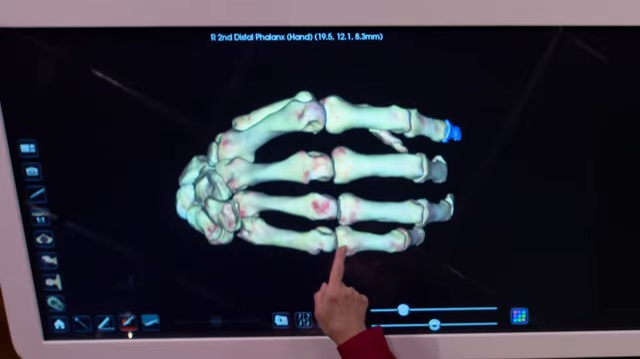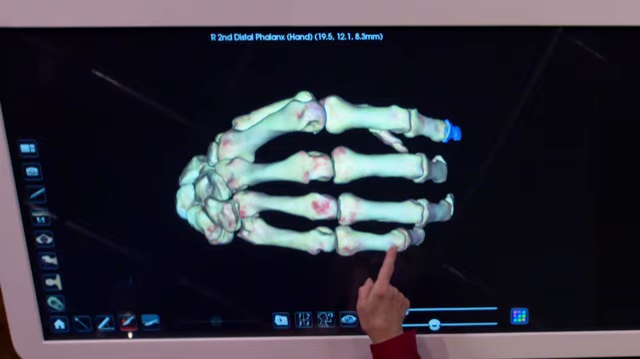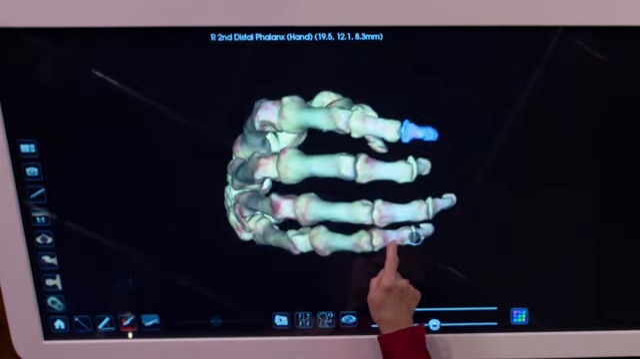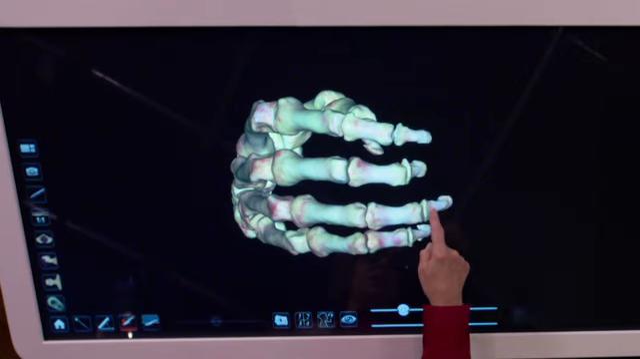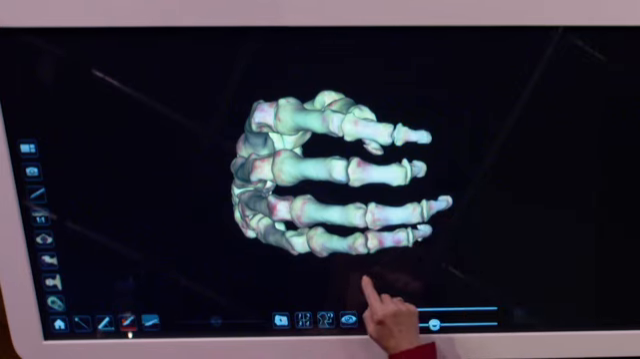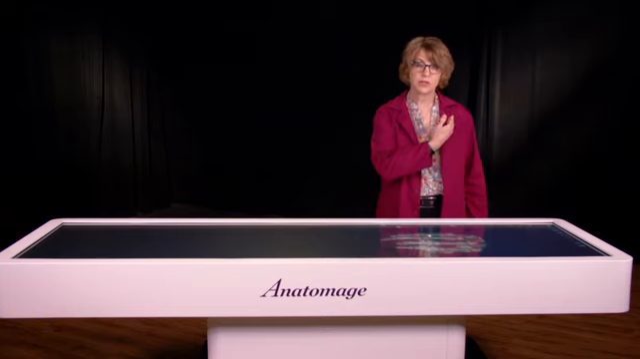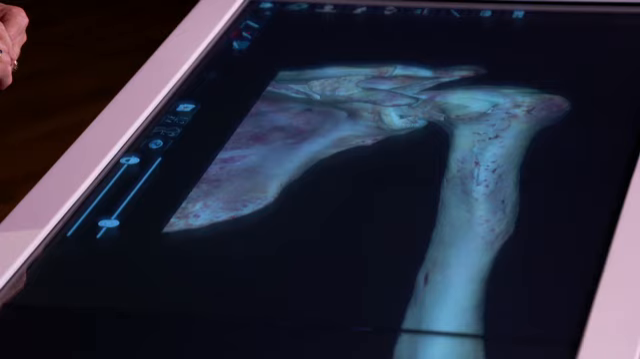The phalanges each have that base, shaft, and head theme. Even the small ones, like the distal phalanges, are said to have a base, a shaft, and a head. So that concludes our journey through the bones of the upper limb from shoulder to fingertips.